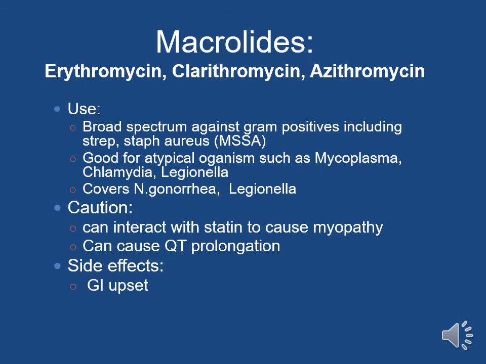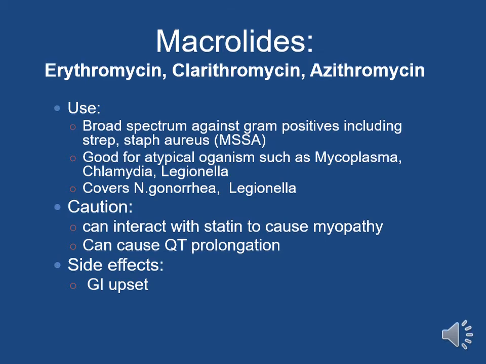Macrolides, including erythromycin, clarithromycin, and azithromycin. They are broad spectrum against gram-positive organisms, including strep and Staph aureus, especially MRSA, and good for atypical organisms like Mycobacteria, Chlamydia, and Legionella, and cover also Neisseria gonorrhea. Caution: they can interact with statins to cause myopathy and can cause QT prolongation. And the side effect is mostly GIT upset.